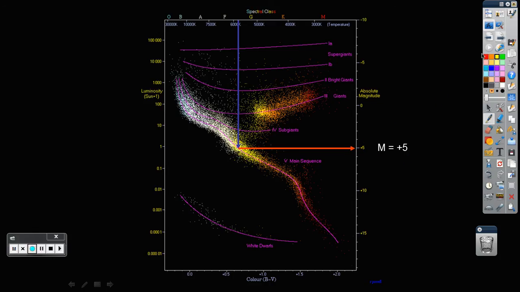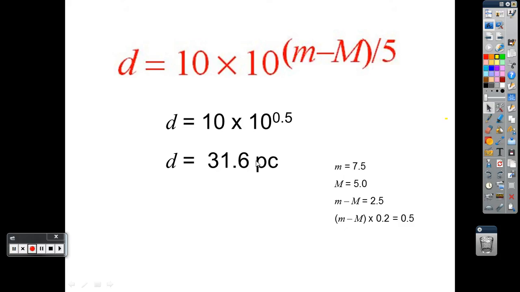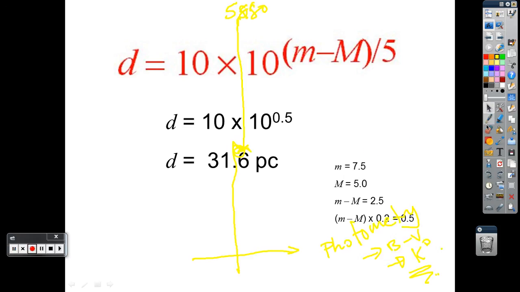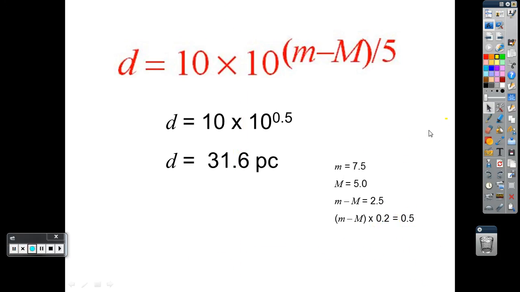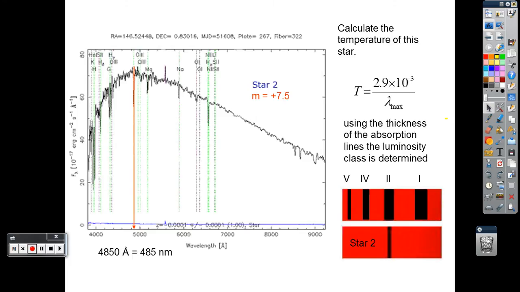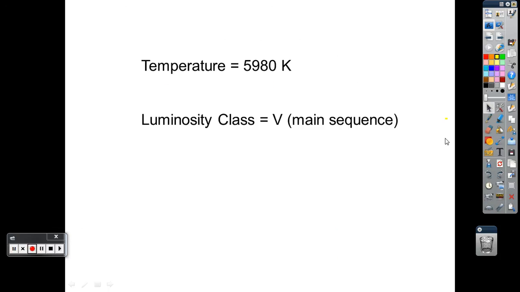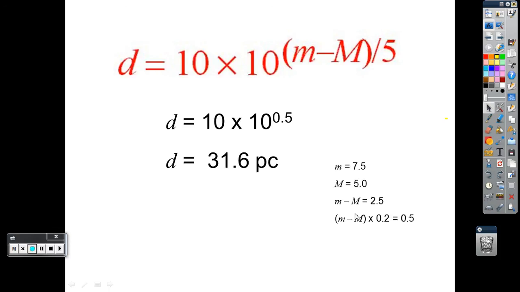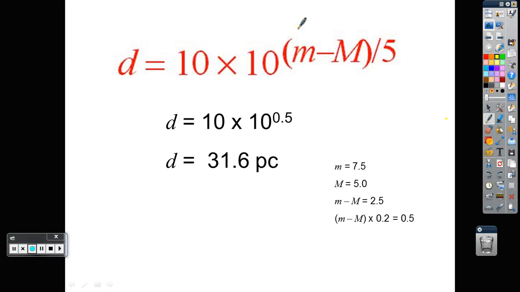Now, do we know its apparent magnitude? Well, where do we find that? Let's go back. The spectroscope found the actual apparent magnitude as 7.5 here. So now we know the following data, and we can just place it into this as 7.5 up here, and 5 there. Shove it into this formula here, we can get the distance in parsecs.